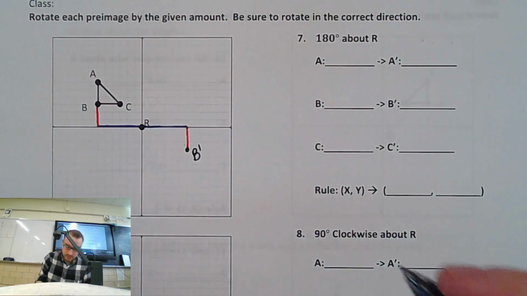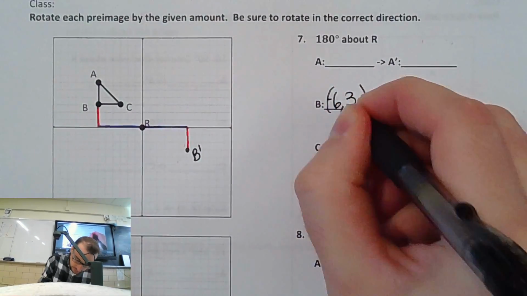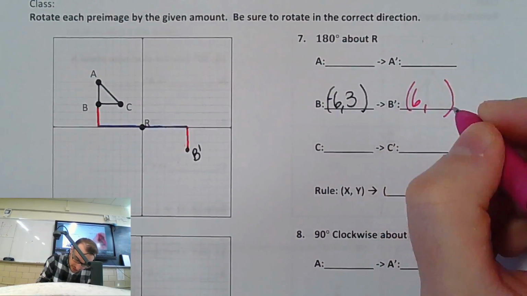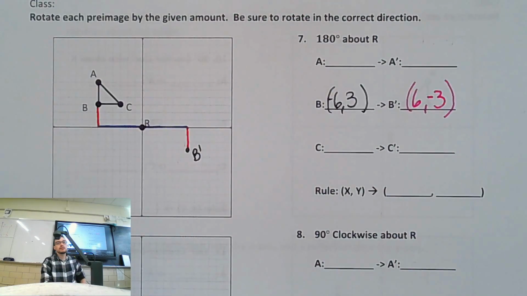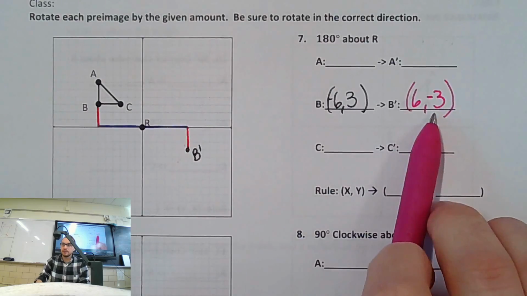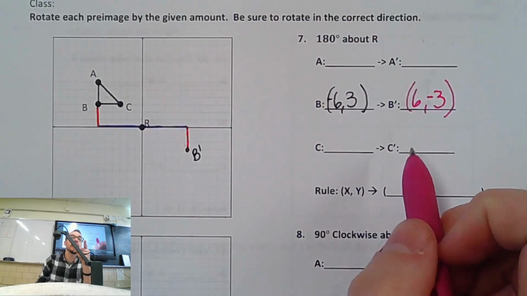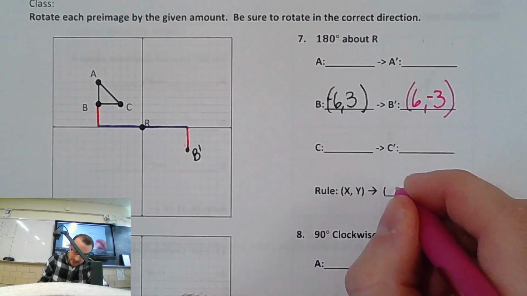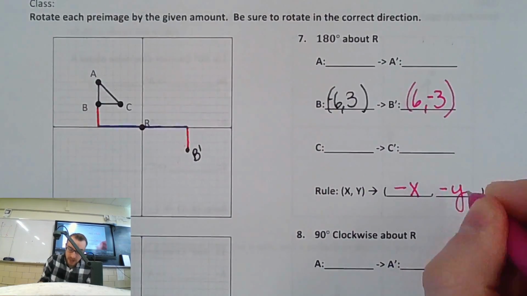Let's figure out this rule. B starts out at -6, +3. And B prime ends up at +6, -3. How would you describe this change? Change the x, change the y. And change in what way? Negate. Change the sign, right? So what was -6 becomes +6, so we negated the x. Negative times a negative is positive. And then 3 becomes -3. Again, we negate the y.